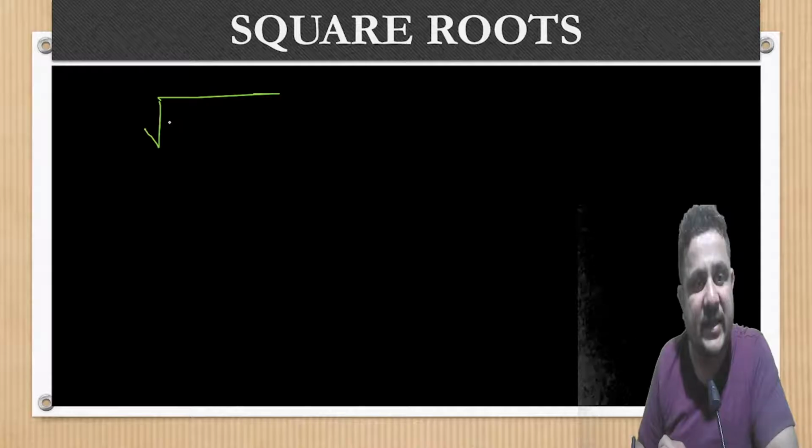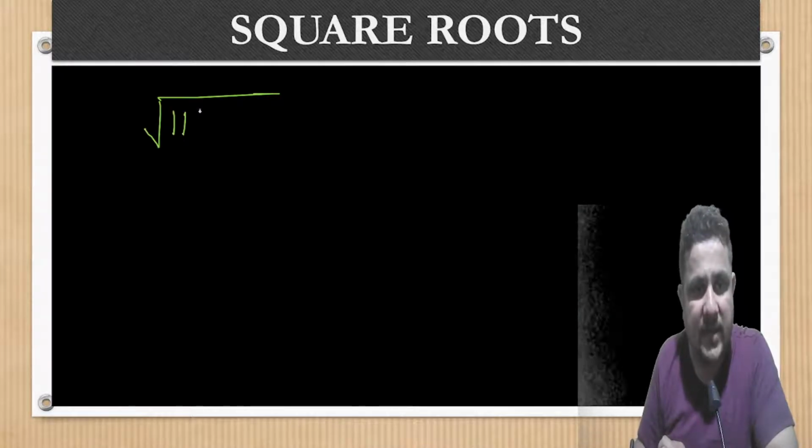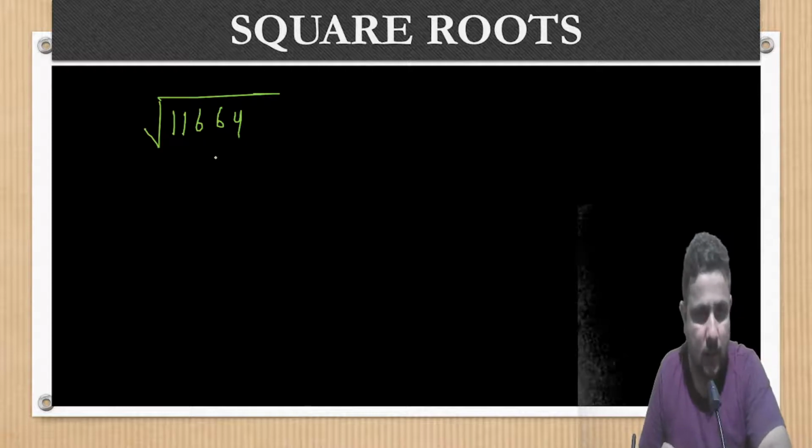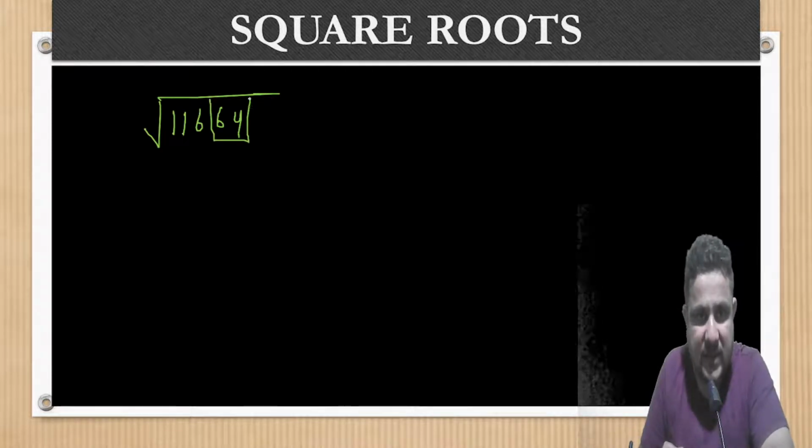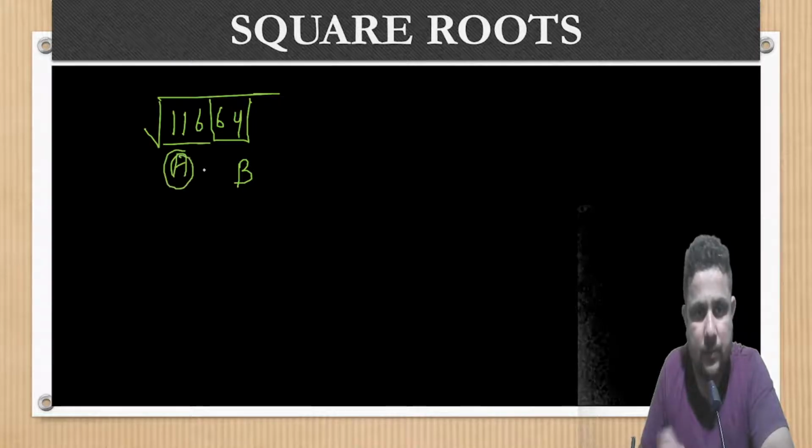Now by this procedure, you can calculate the perfect square root of any number. I am taking one more example where 5 digits are there. 11664. Suppose you need to find the square root of this number. So now you will cover the last 2 digits, which is your part B. Part A is the rest of the part.